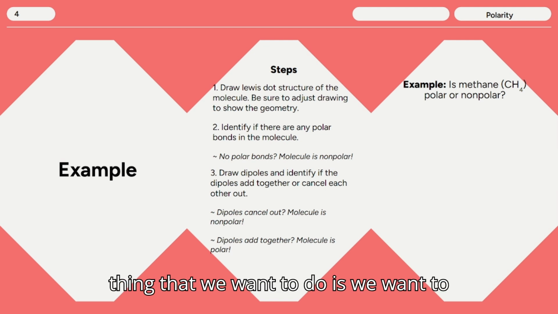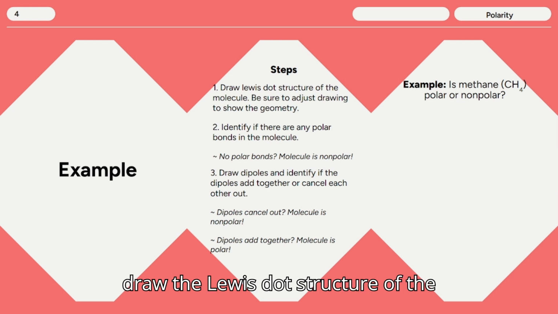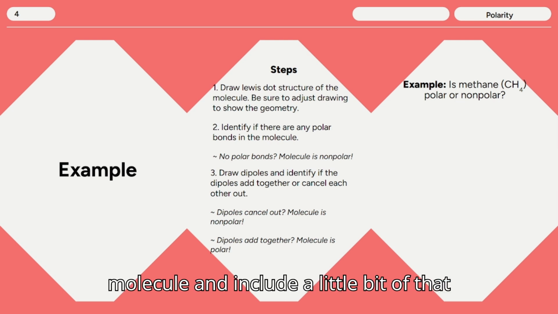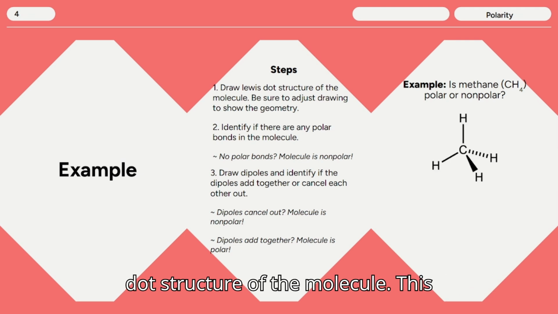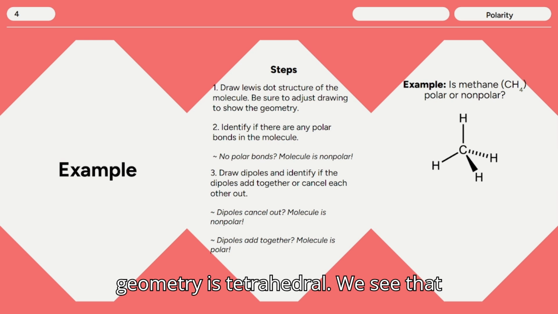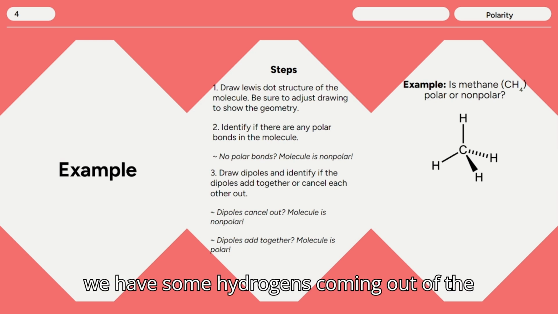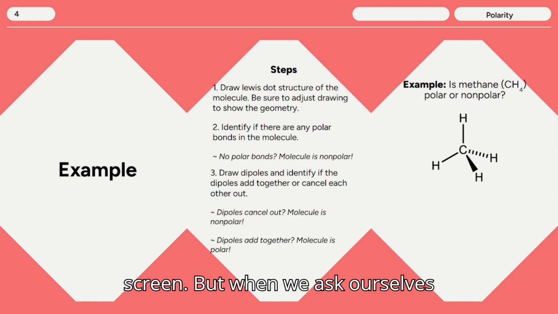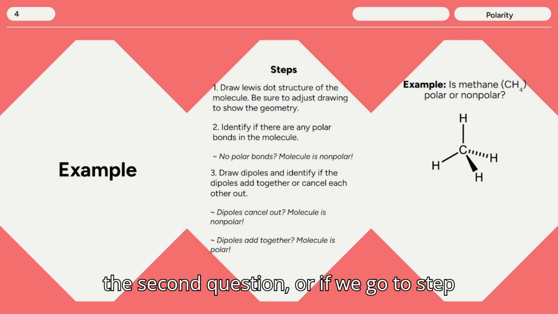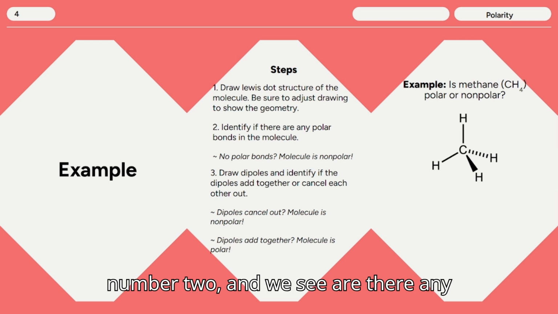Again, the first thing that we want to do is draw the Lewis dot structure of the molecule and include a little bit of that geometry. So here would be our Lewis dot structure of the molecule. This geometry is tetrahedral. We see that we have some hydrogens coming out of the screen and some going back into the screen.